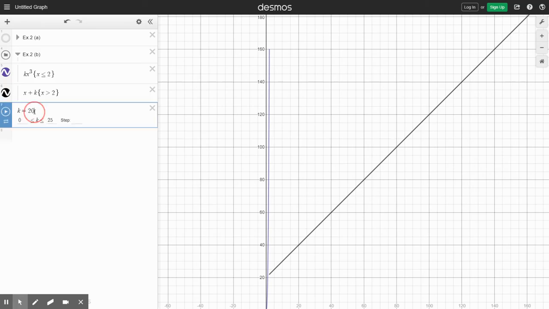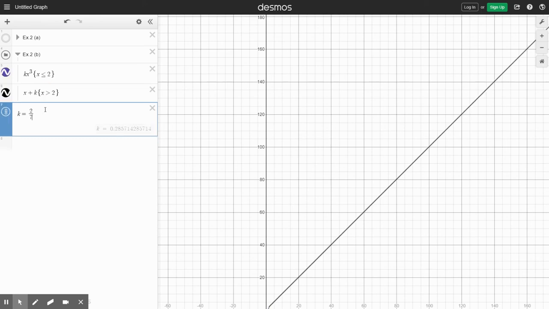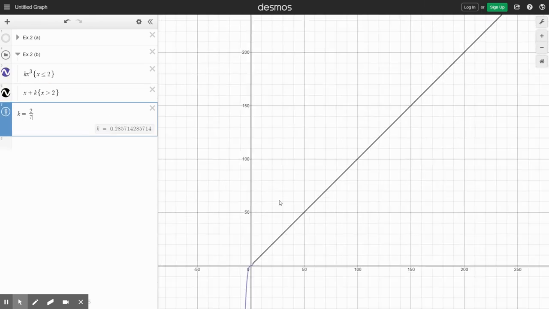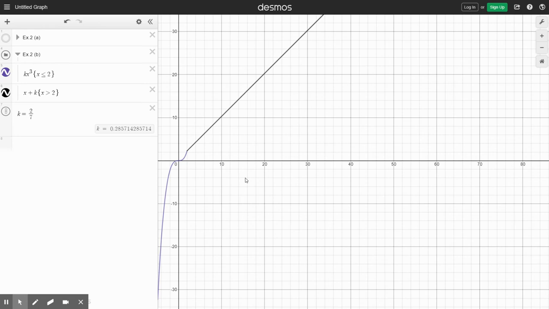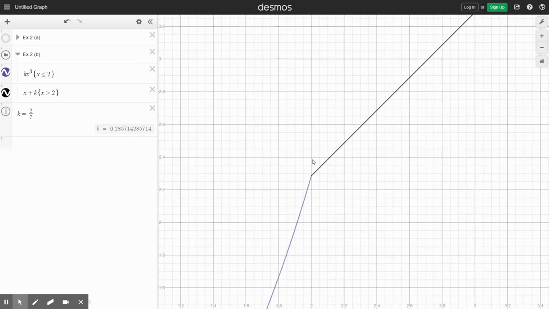But what if we set our k to be equal to 2 over 7? So 2 divided by 7. If we let k equal 2 divided by 7, notice that that's exactly what we wanted. Because wherever the first line ends, we want the second line to pick it up. And notice that that's exactly the situation that we have here. There are no holes, there is no gap, so therefore it is continuous.